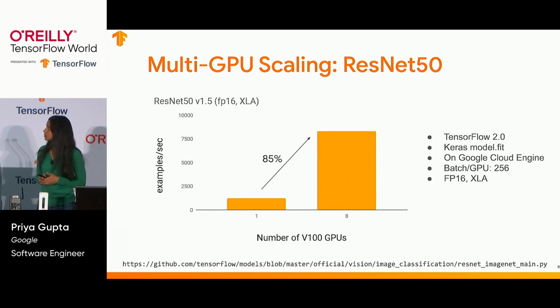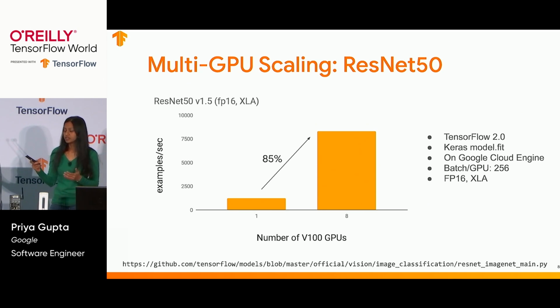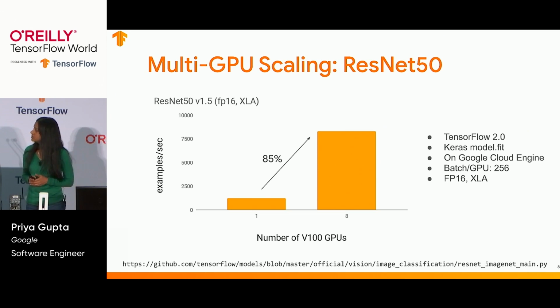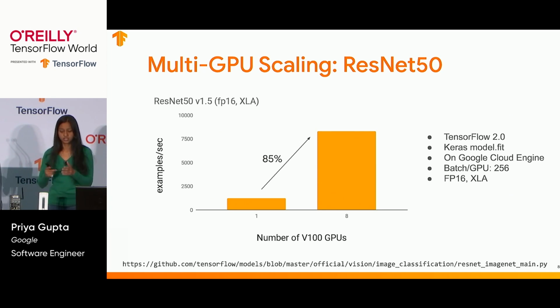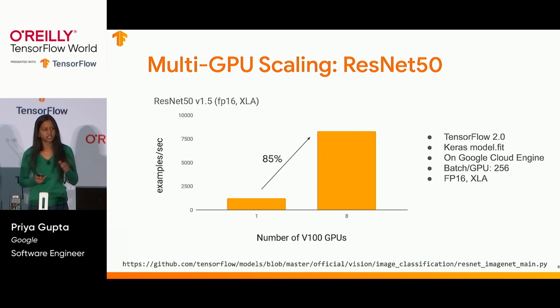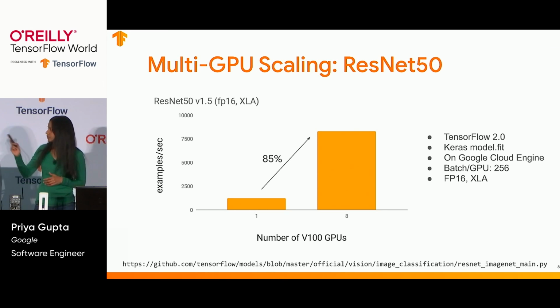To give another example of the scaling, we ran multi-GPU training for ResNet 50, which is a very popular image classification benchmark. And in this example, we also used the FP16 and XLA techniques that Taylor talked about before. And here you can see going from 1 to 8 GPUs, we're able to get 85% scaling. And this example was using the Keras model.fit API instead of the custom training loop example. If you're interested, you can look at the link in the bottom and you can try out this model yourself.